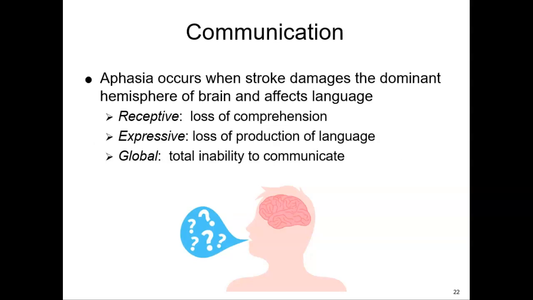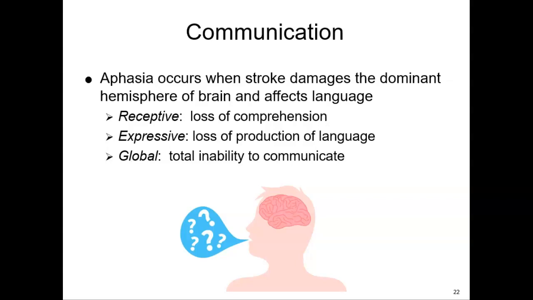Aphasia occurs when the stroke damages the dominant hemisphere of the brain. So that affects language. So in general, it is the left side of the brain. However, some left-handed people, their speech center is in the right side of the brain. So receptive is the loss of comprehension, expressive is the loss of the ability to produce the language, and global is the total inability.